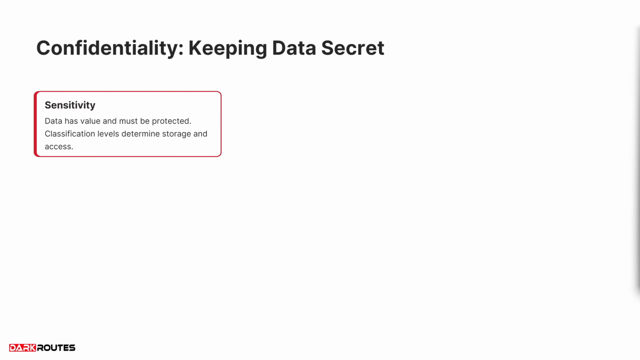For example, a company's cafeteria menu is not sensitive, but a customer's financial record, their medical data, the API keys that you use for your cloud services, those are highly sensitive. So in IT, data sensitivity helps us define classification levels like public, internal, confidential, or highly restricted. This classification then decides how the data is stored, transmitted, and who can access it.